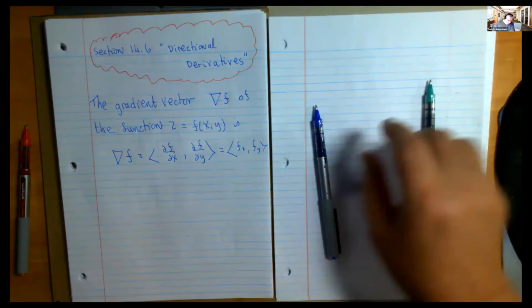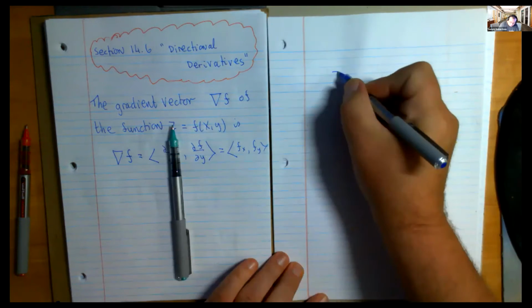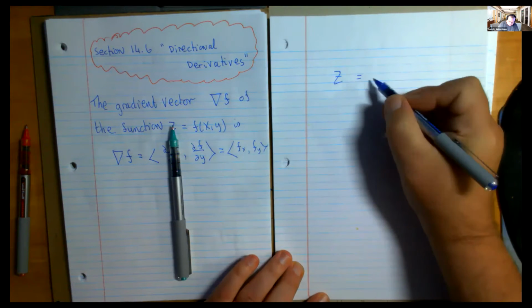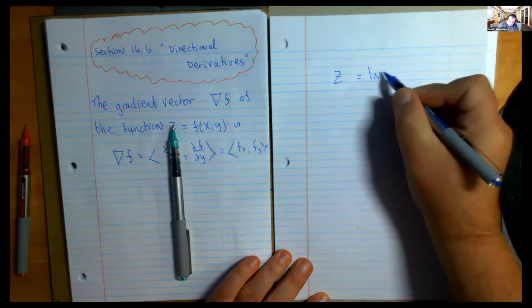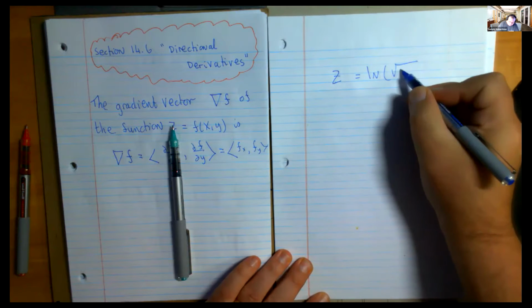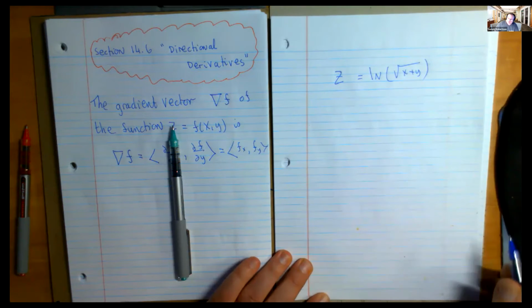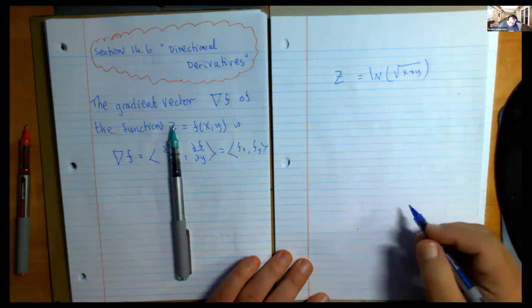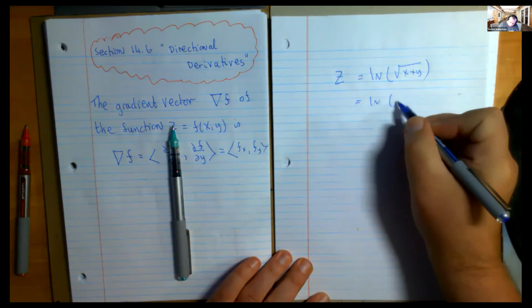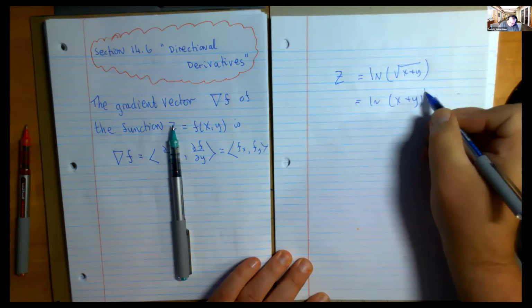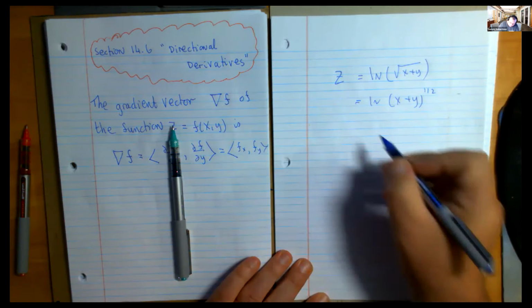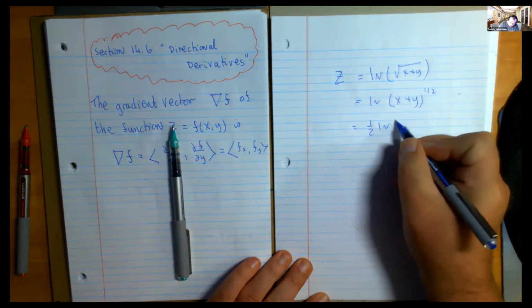Well, let's say it was a logarithm of the square root of x plus y, right? So the square root is inside the logarithm. Then you would realize that a square root is considered a half power, and so what you would get would be that.